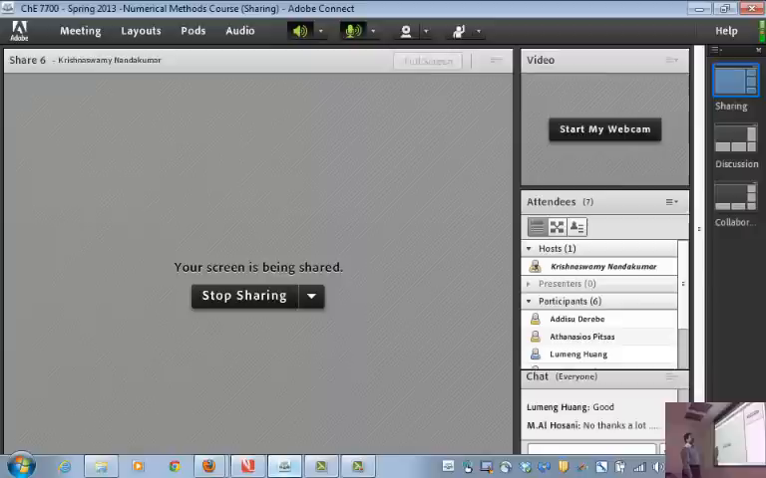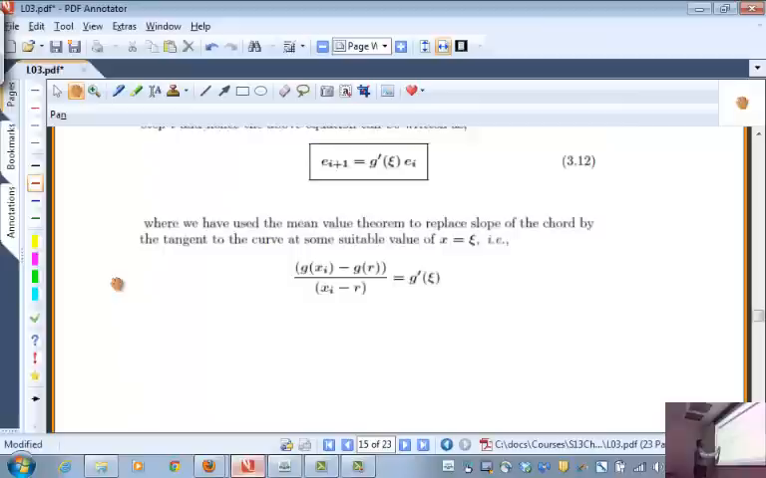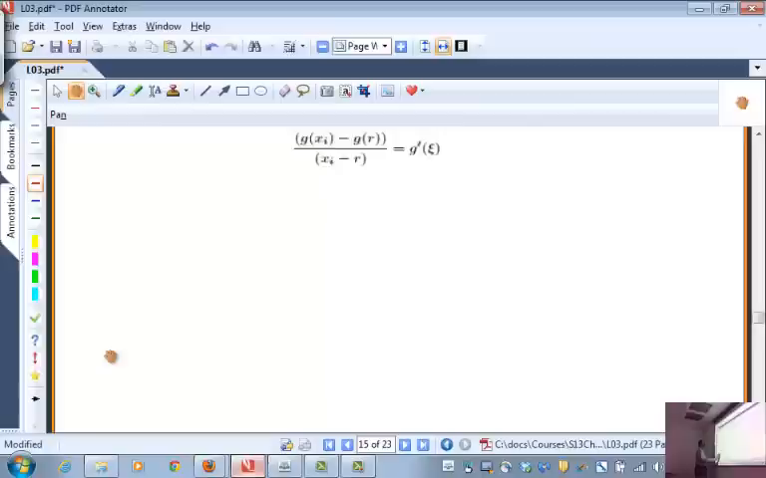Okay, so let's continue then. So any questions here? So that's the fixed point iteration illustrated for a single equation. Now let's go and develop some efficient algorithms for solving a large system of linear equations.